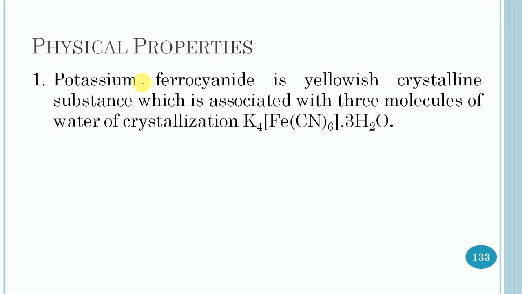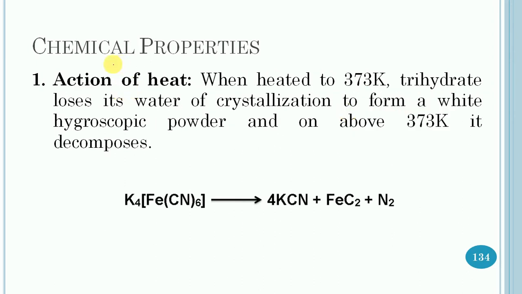Then physical properties. Potassium ferrocyanide is a yellow crystalline substance which is associated with 3 molecules of water of crystallization, and it has this formula. Then chemical properties. The first one is the action of heat.